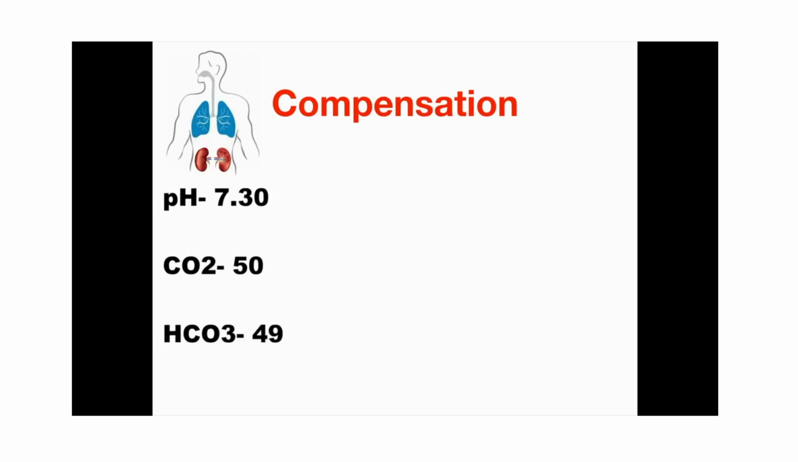pH is 7.30, CO2 is 50, bicarbonate is 49. So first step is to identify whether this is alkalosis or acidosis. Looking at the pH, that's lower than the normal range, so we know that this is acidosis. Next step is to identify whether it's a respiratory or a metabolic problem. So let's go to our CO2. Our CO2 is 50. That's a lot of CO2, and remember, CO2 is associated with acid. So we can conclude that increased amount of CO2 is the reason why we have an acidosis problem. So we can put here respiratory acidosis.